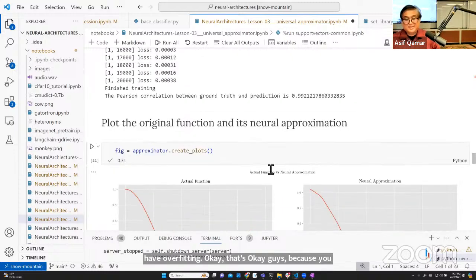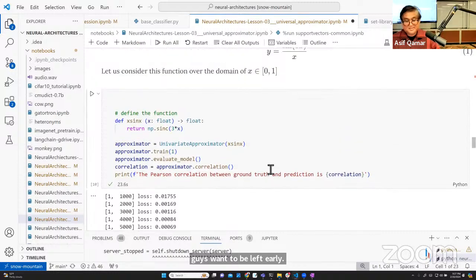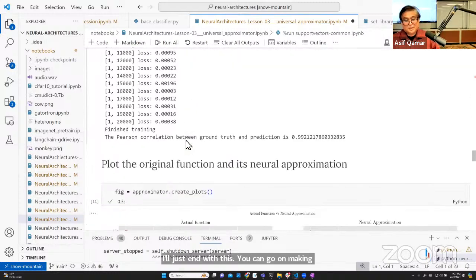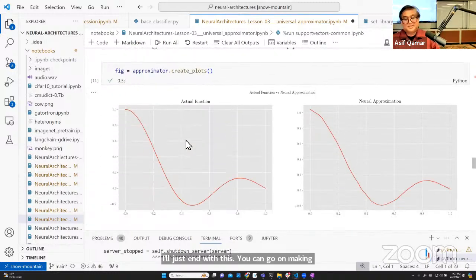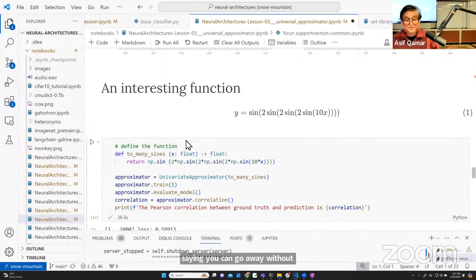That's it. Okay, guys, because you want to leave early, I'll just end with this. You can go on making complicated functions. So I think I did this, sinc(x). Those of you who are into signal processing, you must be saying, you can't go away without doing sinc(x). Well, here we go.